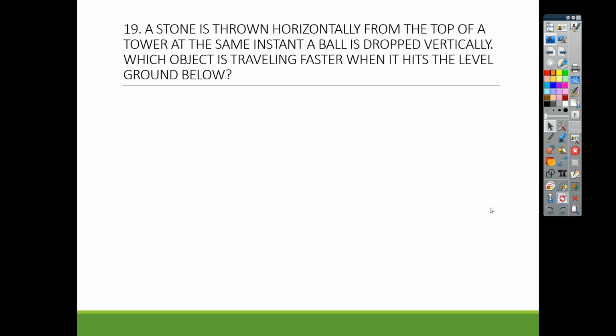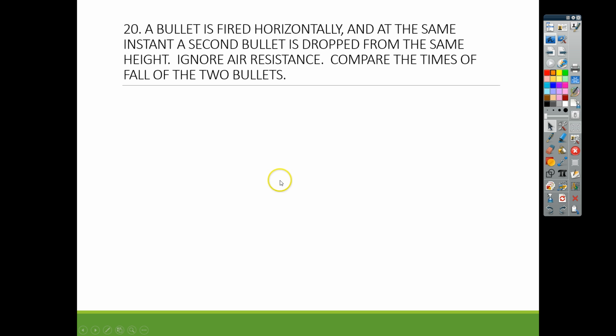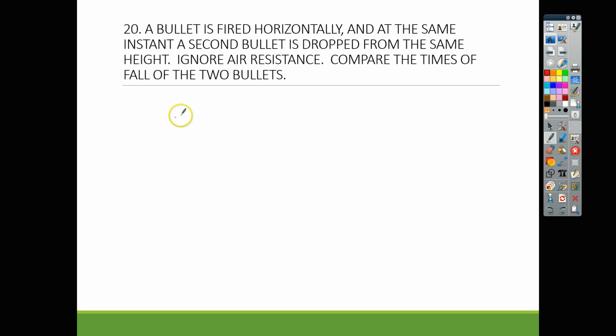For number 20, this is the last one in this video, it says a bullet is fired horizontally at the same time a second bullet is dropped from the same height. So we're going to do the same thing again. We're going to fire a bullet. It's going to come down and it's going to hit the ground. We said that the speed of this bullet is going to be faster than the speed of the bullet that's just dropped.